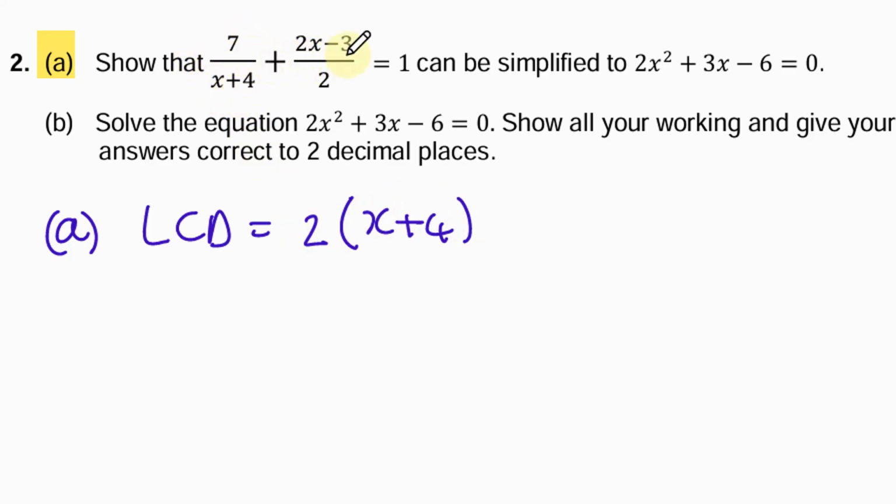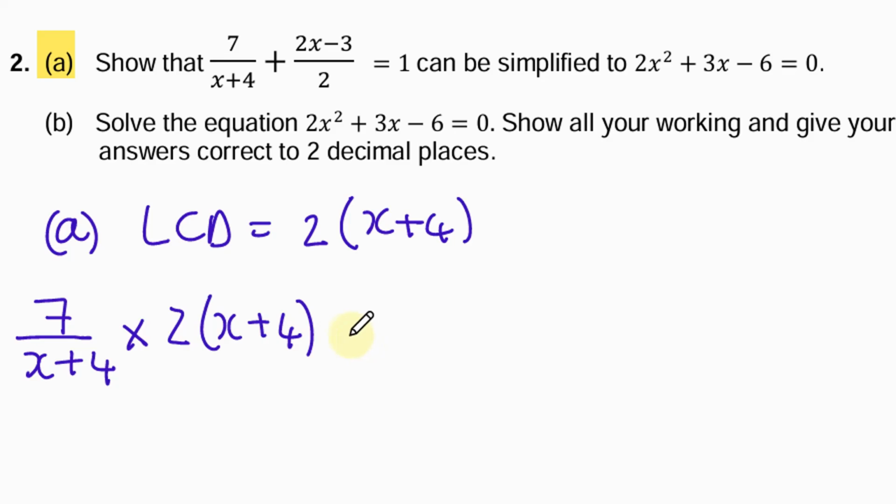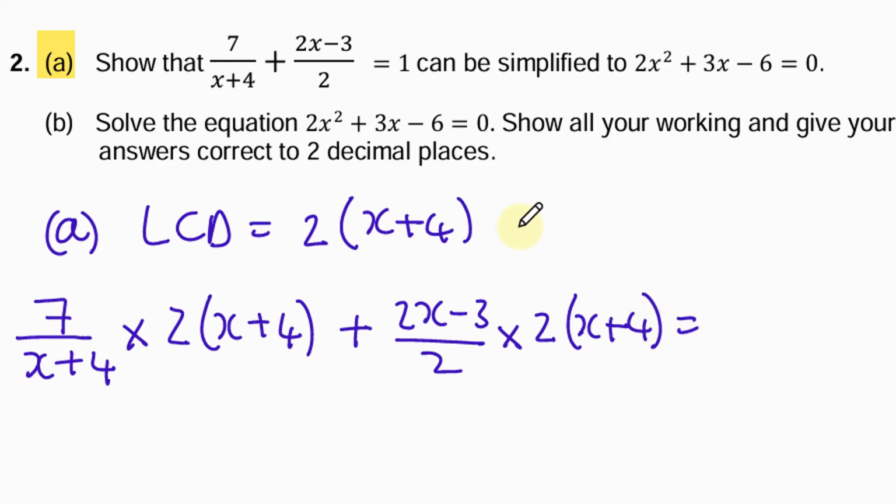Now we multiply each term in this equation by the LCD. So the first term multiplied by the LCD, then the second term also multiplied by the LCD, and then we also multiply the right-hand side here by the LCD. So 1 times the LCD will give us the LCD.